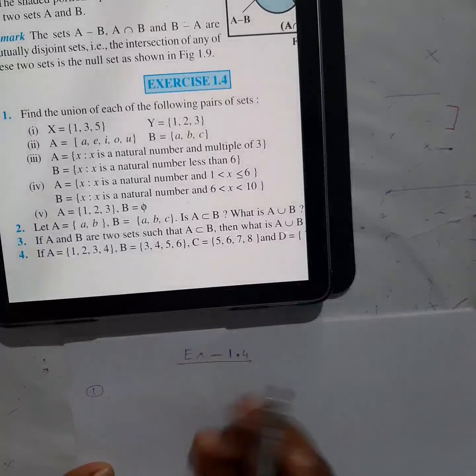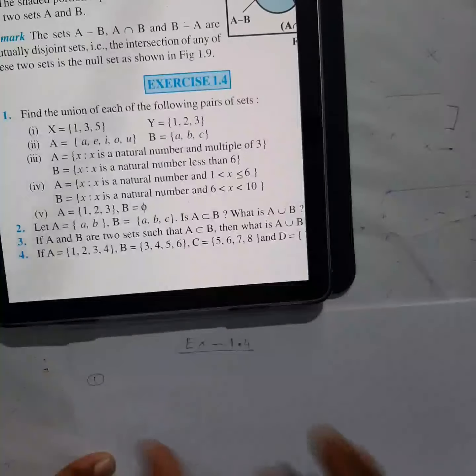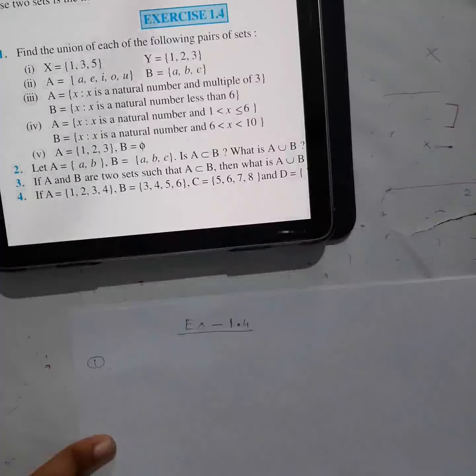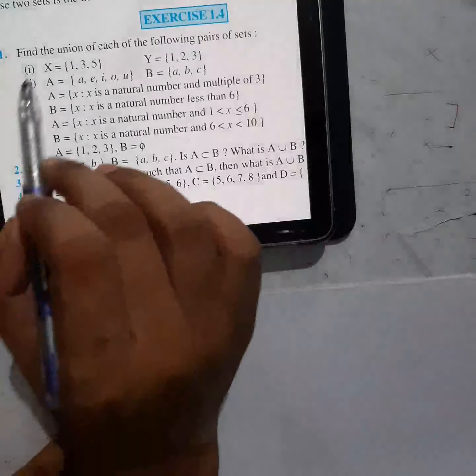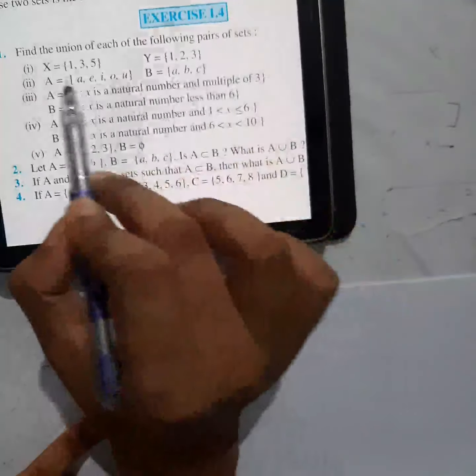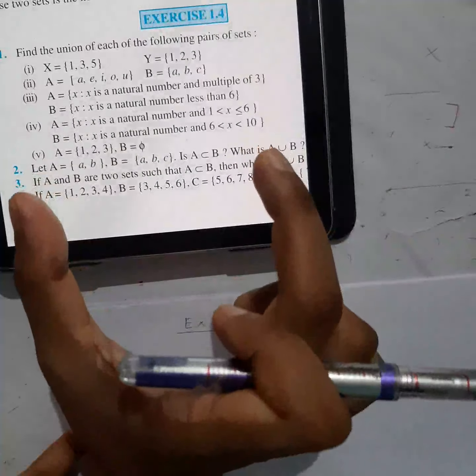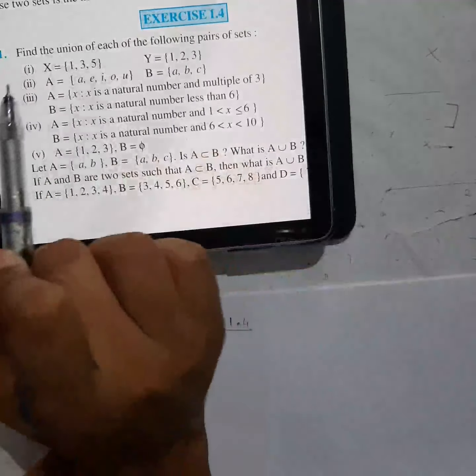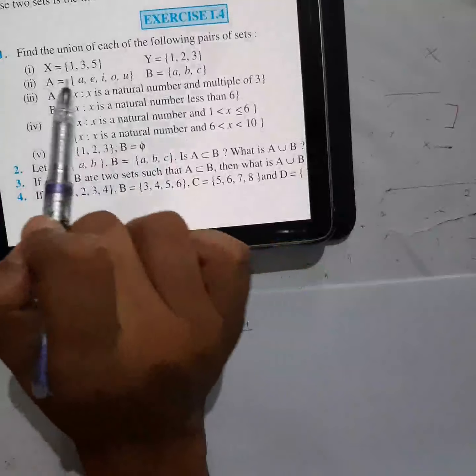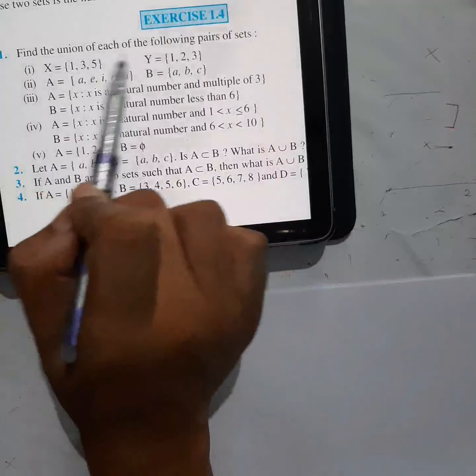Okay students, so let's start the exercise 1.4. Okay, so the first question is, they have asked you to find the union of each of the following pairs of sets. So they have given in the question each pair of sets, right? In each question they have given a pair of sets, so they have asked you to find out the union of those pair of sets.